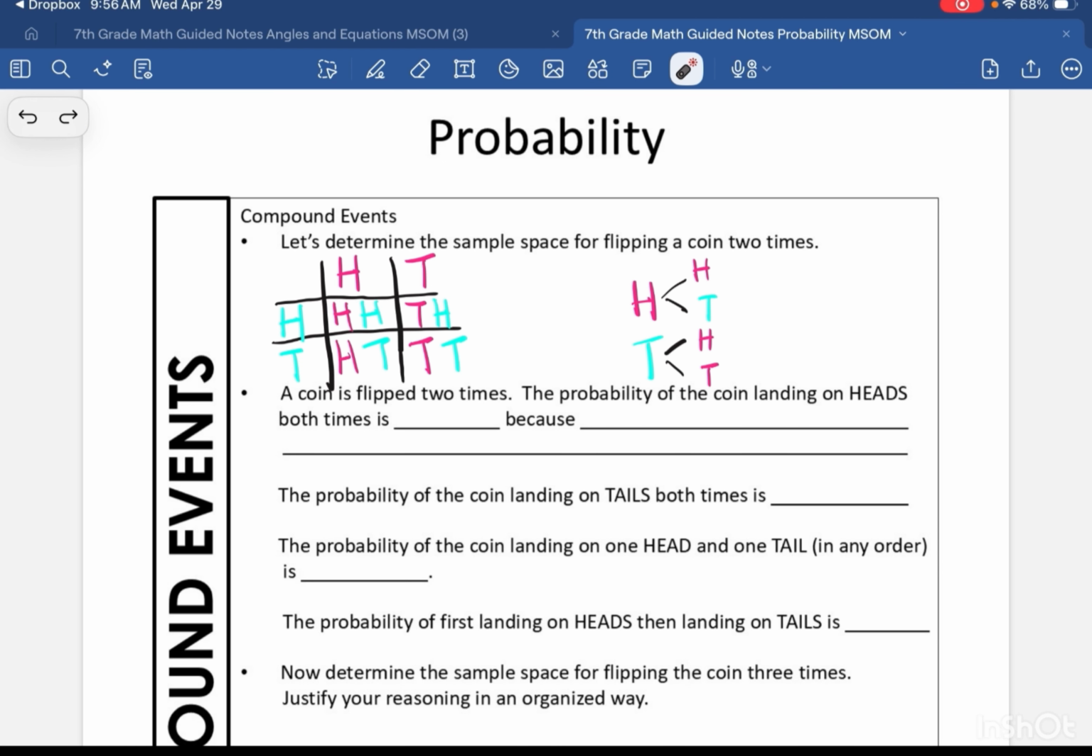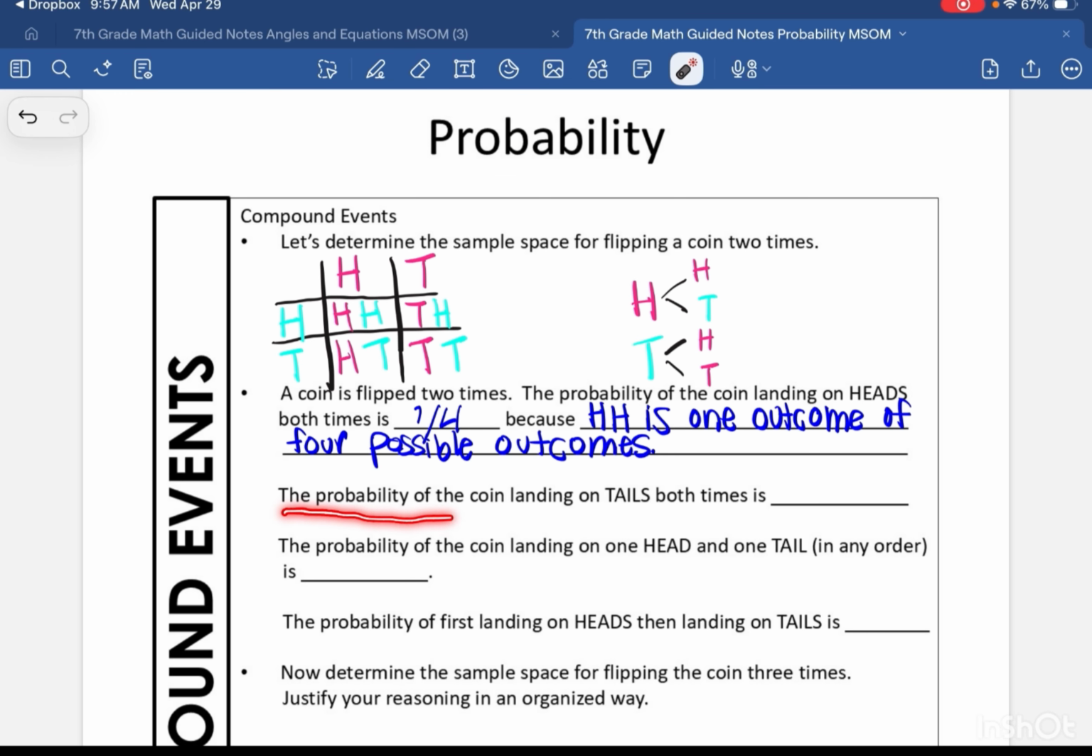A coin is flipped 2 times. The probability of the coin landing on heads both times is, so we go up and look at our sample space. I can get a heads heads 1 time. That's only one option. And how many total options are there? 4. So it's going to be 1/4, because heads heads is one outcome of 4 possible outcomes.